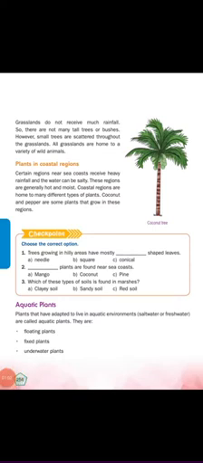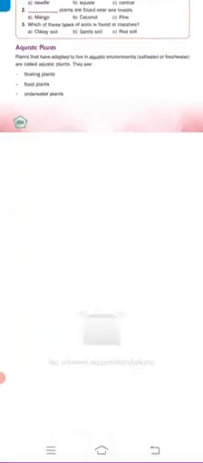So what are aquatic plants? Terrestrial plants are plants on land. Aquatic means water. So the plants which live in water, adapting their life in the water, may be in salt water or fresh water, are called aquatic plants. Such types are floating plants, fixed plants and underwater plants.